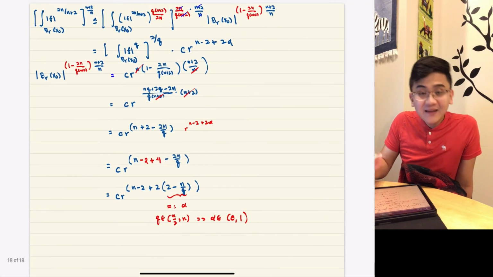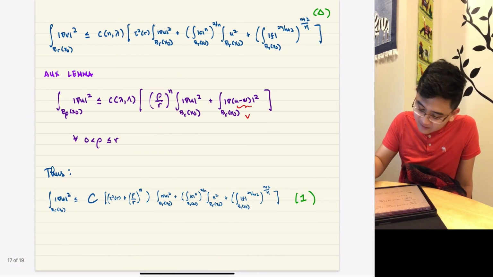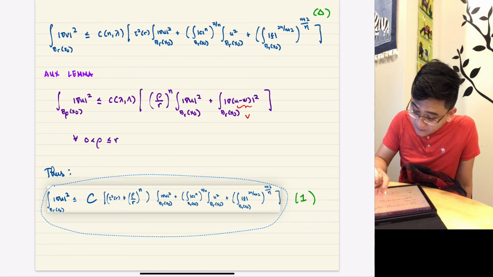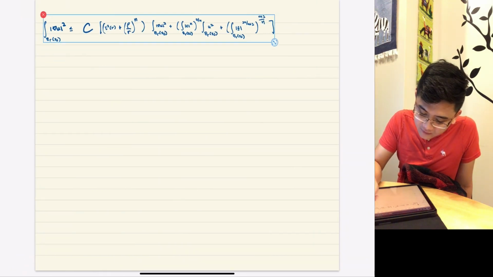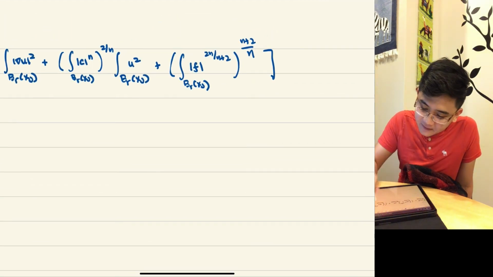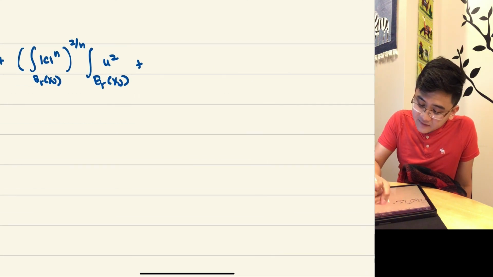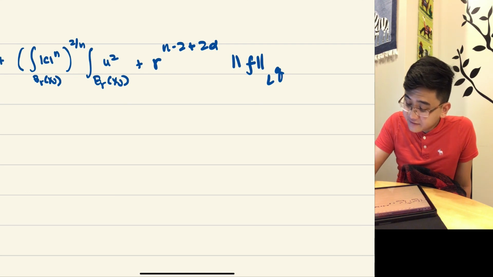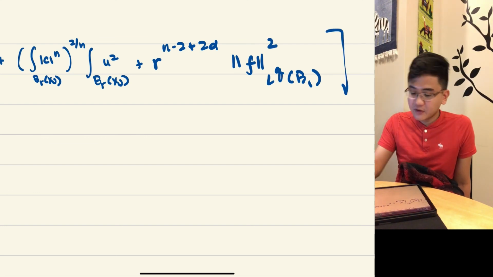Okay, with this estimate, let's just copy this because it's very long. And we're nearing the end of part 2. So we just need to replace this. We replace this with what? We replace this with r to the n minus 2 plus 2 alpha times the LQ norm of f. Push it all the way to B1 squared. So now we have this estimate.